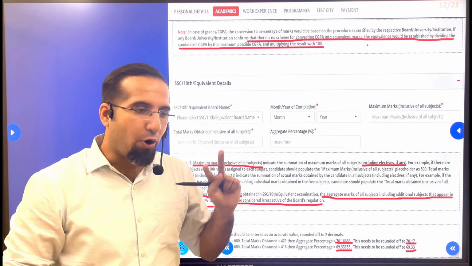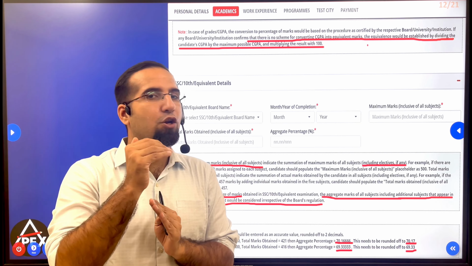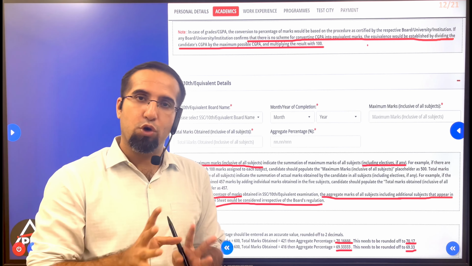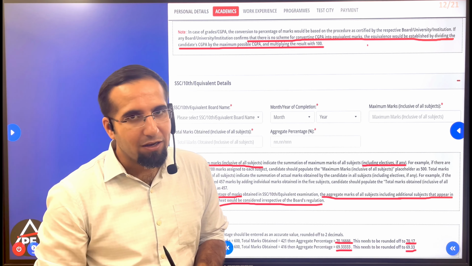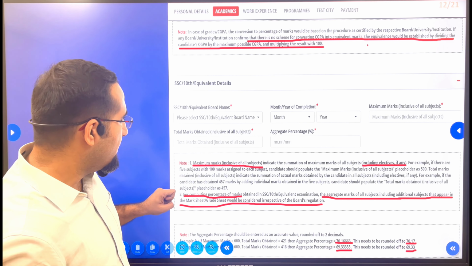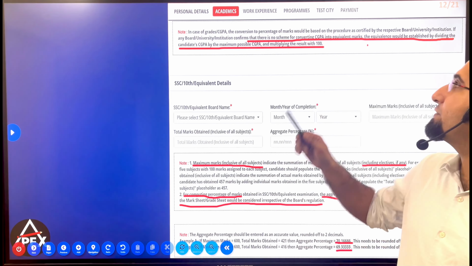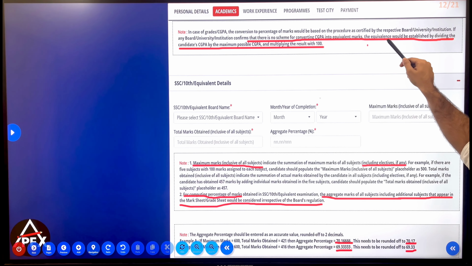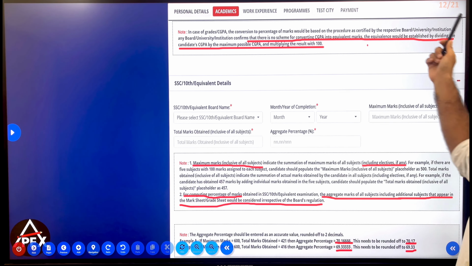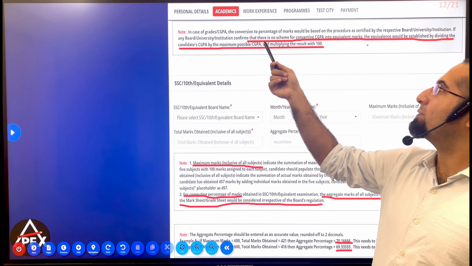Point number 1. Now point number 2, be very careful and thorough in case your board has not specified any conversion altogether. You can either multiply it by 10, or it is very clearly mentioned that if there is no scheme of conversion of CGPA into equivalent marks, the equivalence would be established by dividing a candidate's CGPA by the maximum possible CGPA into 100. So you are given the conversion here, your CGPA divided by the maximum CGPA into 100, which is a plain percentage calculation.